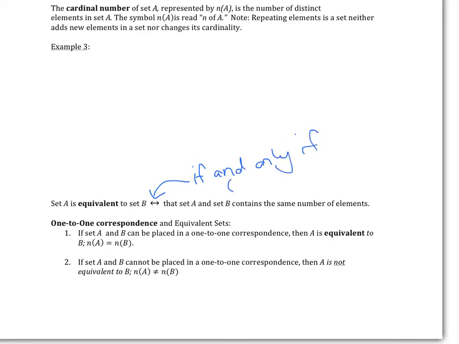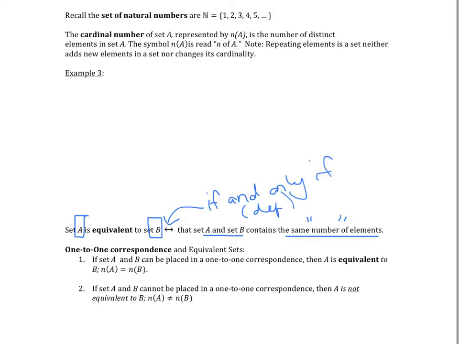In other words, you can think of it as a definition. It means set A is equivalent to set B if and only if sets A and B contain the same number of elements. The same number of elements. So, for example, and again here, if you want to use an additional piece of paper, that's fine.